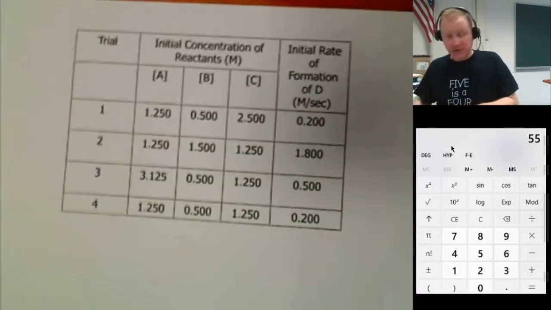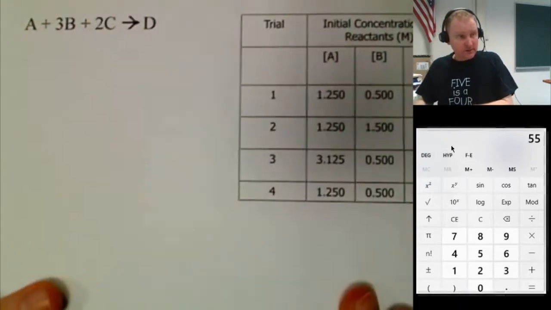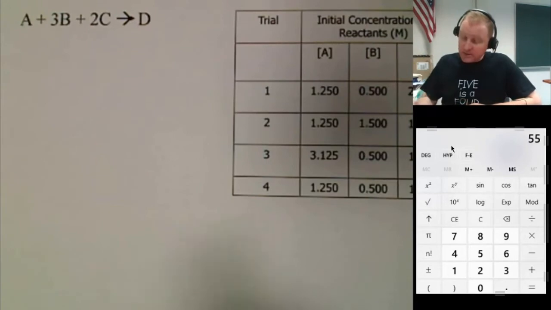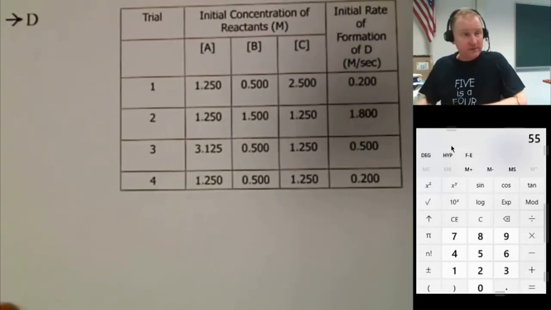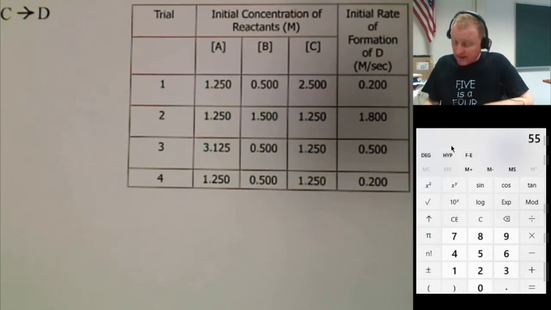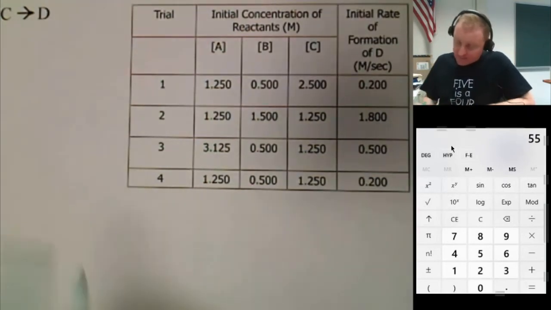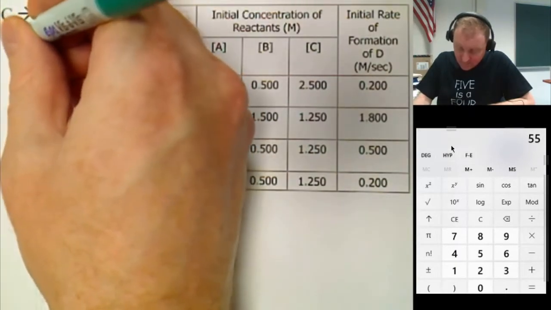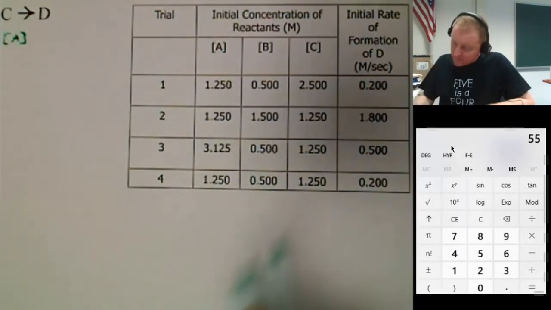Now let's give it a try another time for the second one. Second one's a bit more challenging. So in this one, we've got A plus 3B yields 2C. And this will have our data for this one here. And the first thing I want to do again is figure out which experiments we're going to use to analyze each one. So let's take a look here. So I'm going to say for A, I'm going to use which experiments here.